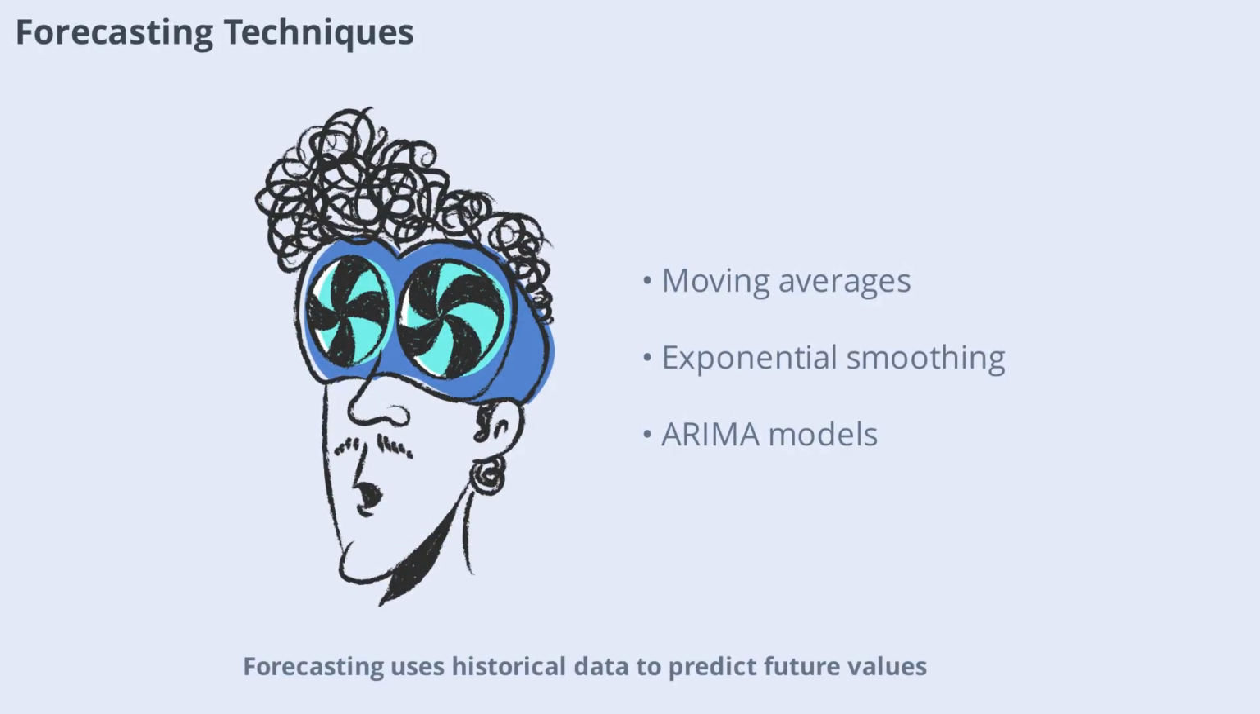Forecasting uses historical data to predict future values. Techniques include moving averages, exponential smoothing, and ARIMA models. Accurate forecasting helps businesses plan for the future and make strategic decisions based on data-driven insights.